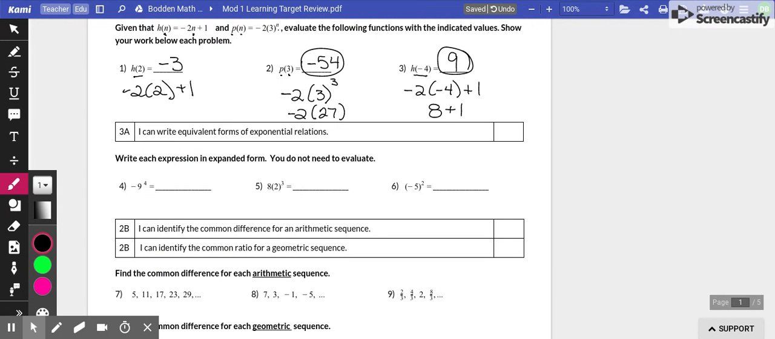All right. My next learning target is I can write equivalent forms of exponential relations. All right, so for problem number 4, I have negative 9 times 9 to the 4th. And the thing to note here is this exponent of 4 is on the 9. It is not on the negative. So this is really negative 1 times 9 times 9 times 9 times 9.